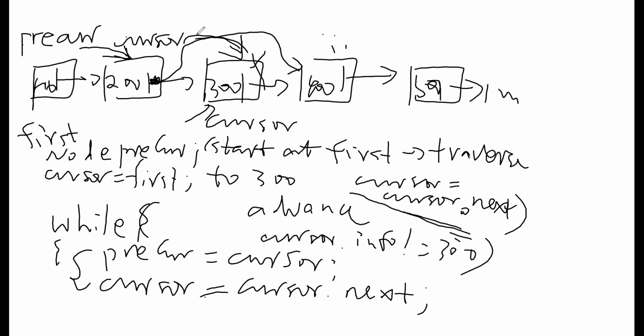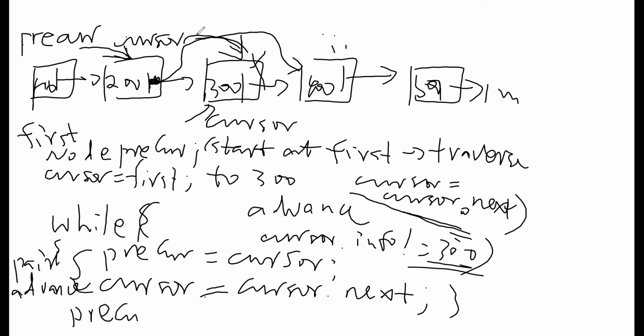This kind of thing, we call it a pair advance. So you can move a pair of nodes together, a cursor together. And then the precursor will always keep track of the location where the cursor landed before. And after you find where the 300 is, now we can solve the problem. How do we let 200 point to 400?